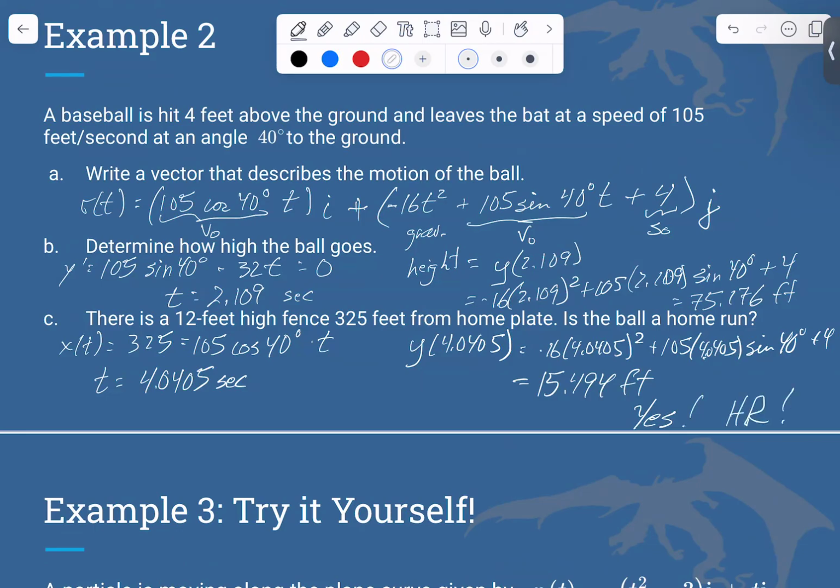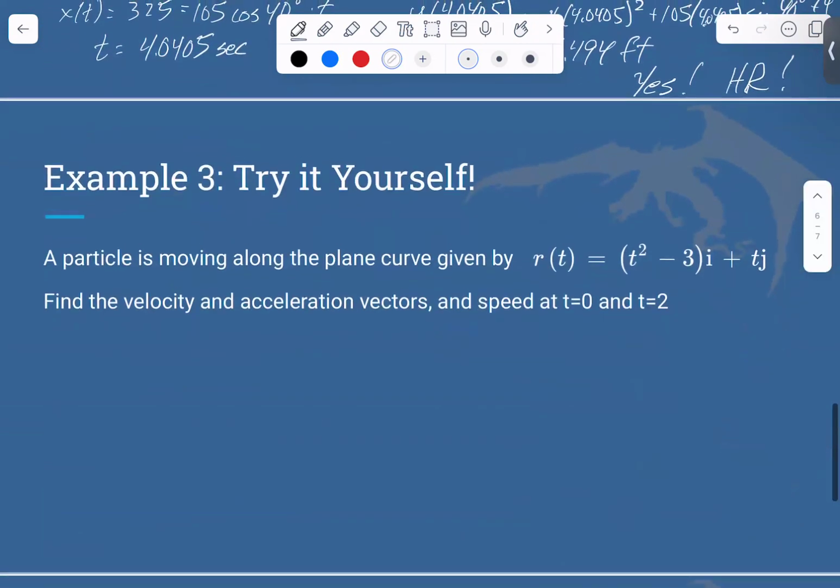Woohoo. All right, so it's a home run. All right, so that's awesome. Using math to figure it out. It's awesome. All right. So now on this one, I want you to try it out yourself.